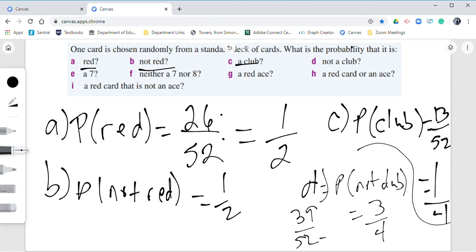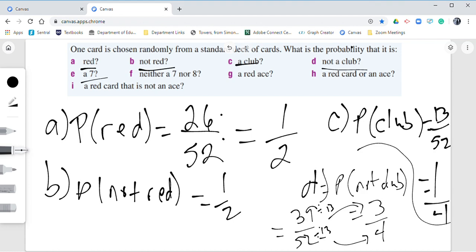I got it now. Sorry about that, I just had to take a second. I believe that you can take 52 divided by 13. So if you divide both of these by 13, it simplifies out to 3/4. Sorry about that, I had a brain fart for a second. So that would be the probability. I'm going to erase this all away so I can keep going. So we've got not a club done.